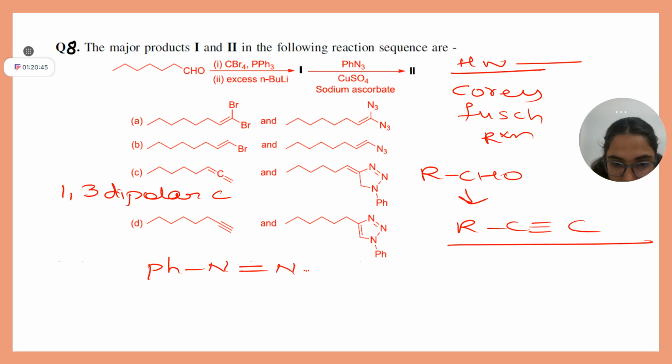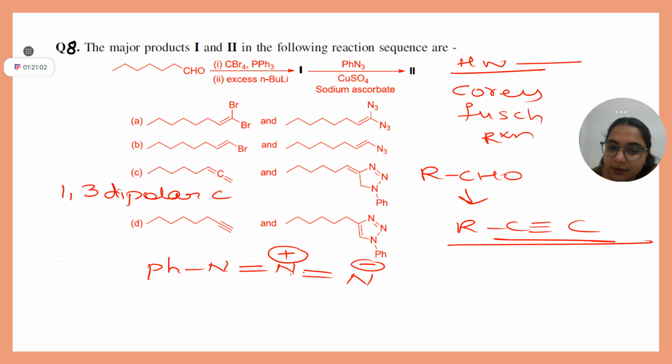Whenever nitrogen is having four bonds, it will have positive charge. Nitrogen having two bonds, negative. Nitrogen having three bonds, neutral. You can easily draw this PhN3 structure, right? Yes, ma'am.